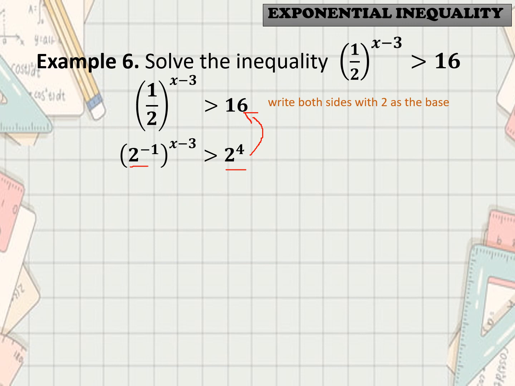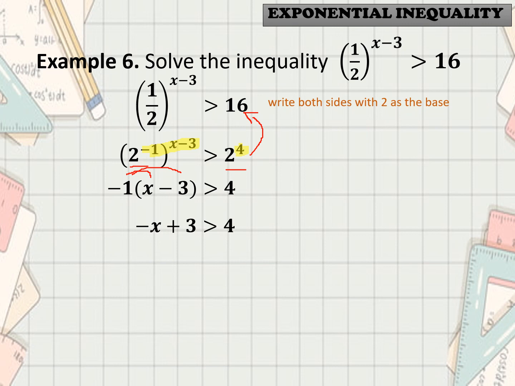Okay, so next, kapag same base na sila, ang kukunin mo na lang yung mga exponent. So, dito, si negative 1 times x minus 3. Then, dito naman is si 4 na lang. Okay, so bring down natin lahat ng exponent. So, negative 1 times x minus 3. So, i-distribute lang natin to si negative 1 dito kay x minus 3. So, negative 1 times x is negative x. Negative 1 times negative 3 is positive 3. It's greater than positive 4.